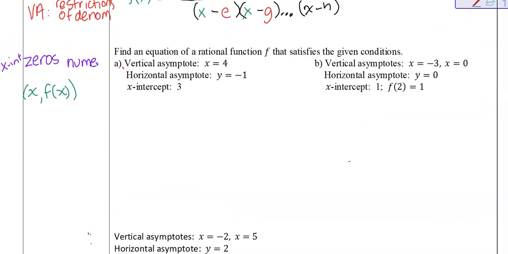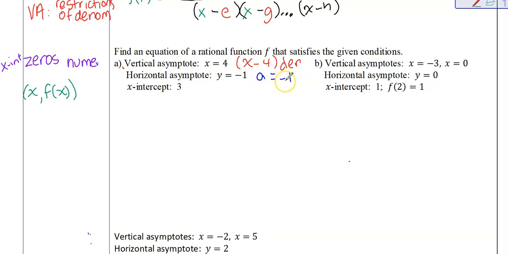My first piece of information, my given condition, we're going to write the equation, is the vertical asymptote, which I do in red. And there is 1. So I'm going to write it in its linear factor, which is x minus 4. And that belongs in our denominator. Okay? Then I'm switching. The next piece of information is my horizontal asymptote. And it's y equals a number that's not 0. So that means that I know what A is.